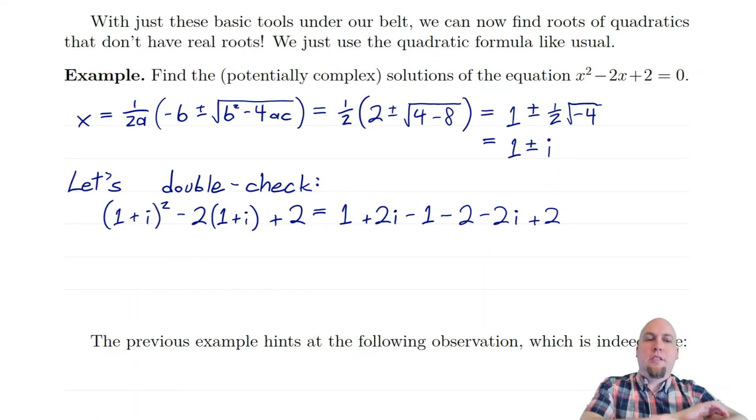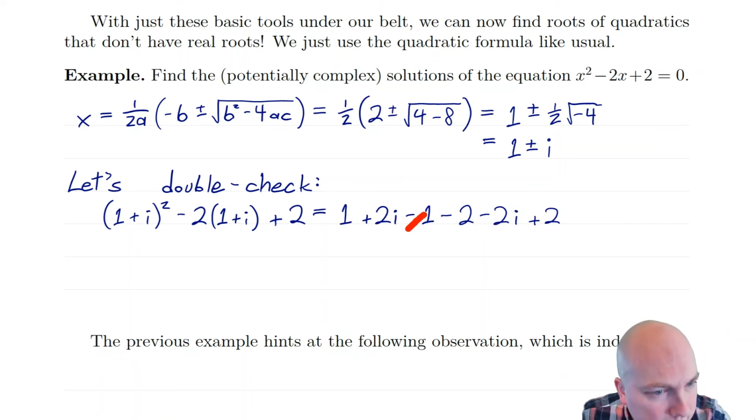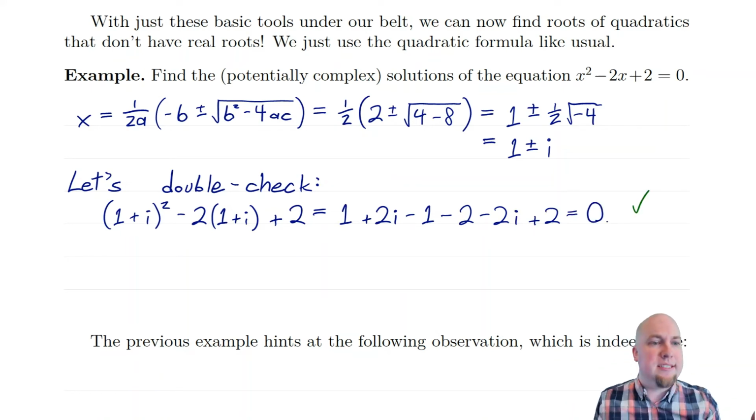All right, so that's what it looks like all expanded out. Now you just start looking at terms. I've got a plus 2i and a minus 2i. Those cancel out. Good. I've got a plus 1 and a minus 1. Those cancel out. Good. Minus 2 and a plus 2. Everything cancels out. I just get 0 at the end of the day.